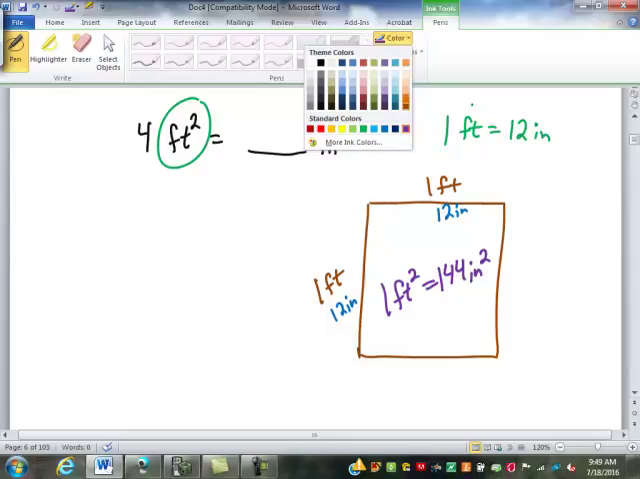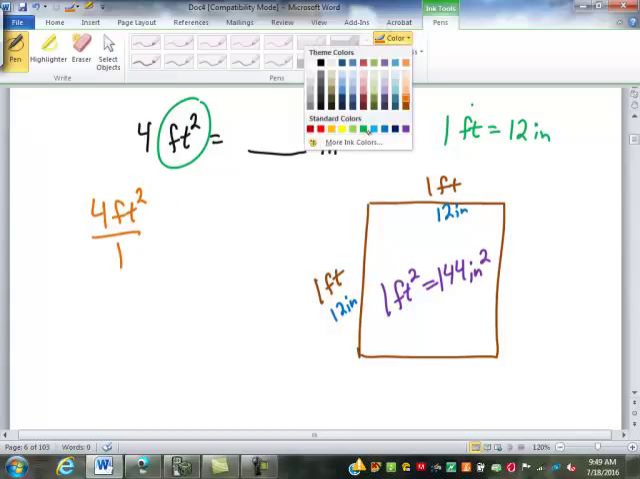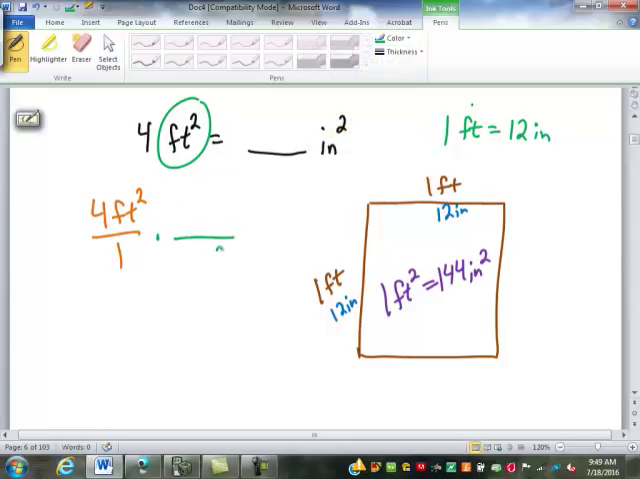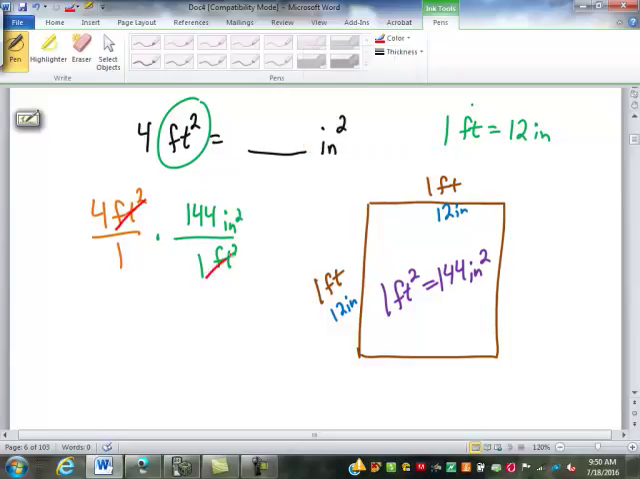So to do this conversion, we would have 4 square feet over 1 square foot on bottom, 144 square inches on top. Canceling out gives us 576 square inches. Correct?